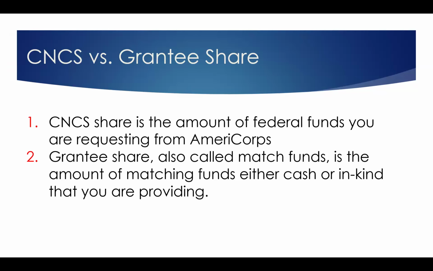So for a cost reimbursement budget, there are two columns, one marked CNCS share and one marked grantee share. The CNCS share is what you are requesting from the Corporation for National and Community Service. The grantee share, or what we call the match funds, is the amount of matching funds, either cash or in kind, that you are providing. For the grantee share, CNCS has outlined what can be utilized as matching funds, and we will discuss that later in the webinar. And so for each of the line items within the sections and subsections we just discussed, you have to determine how much you are requesting from CNCS and how much you will provide in match dollars or in-kind resources.